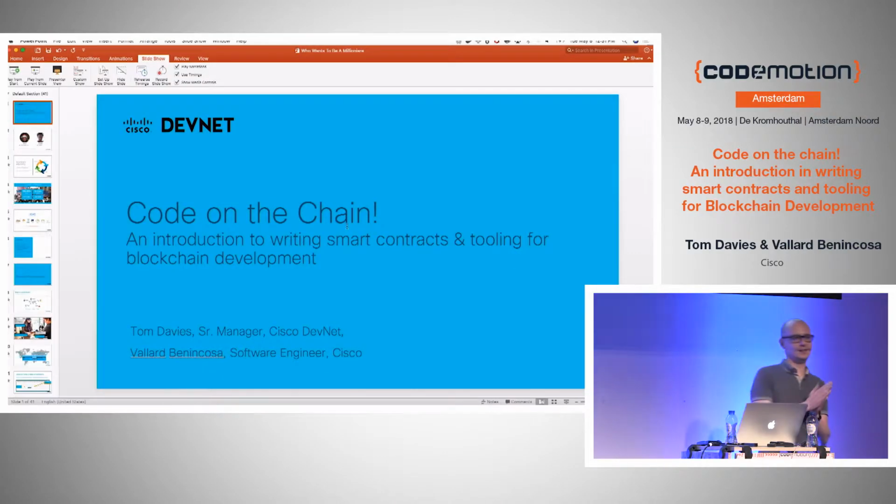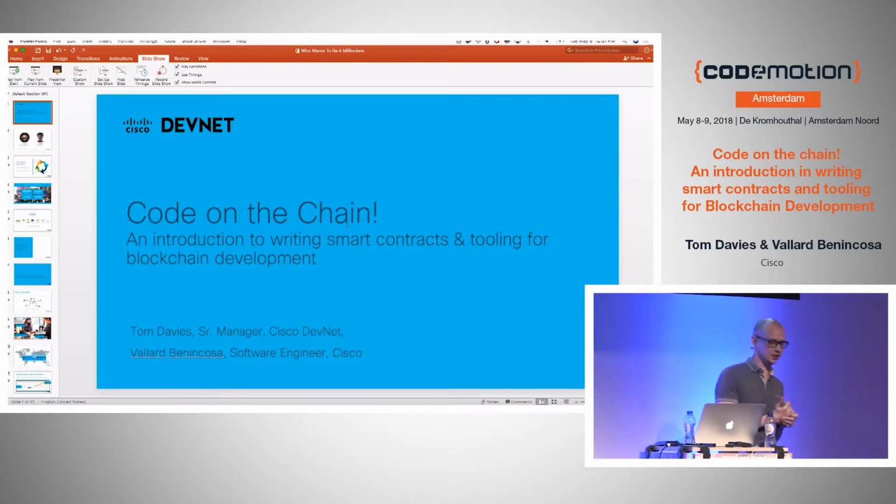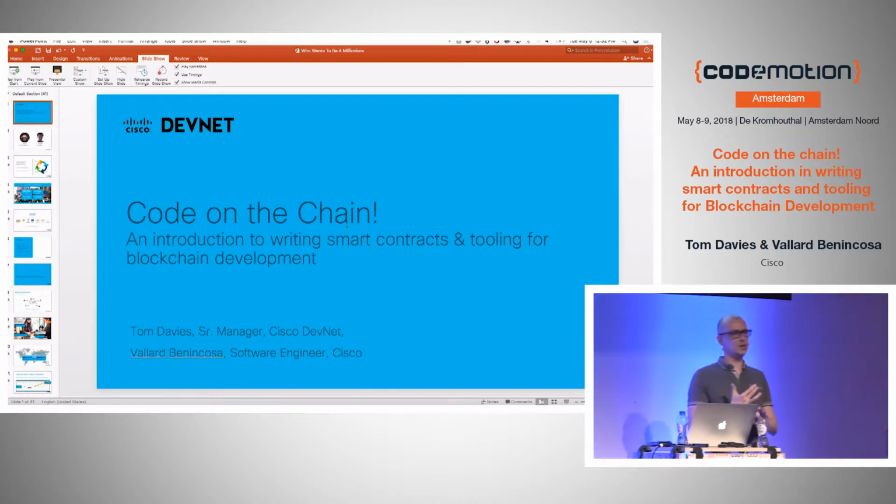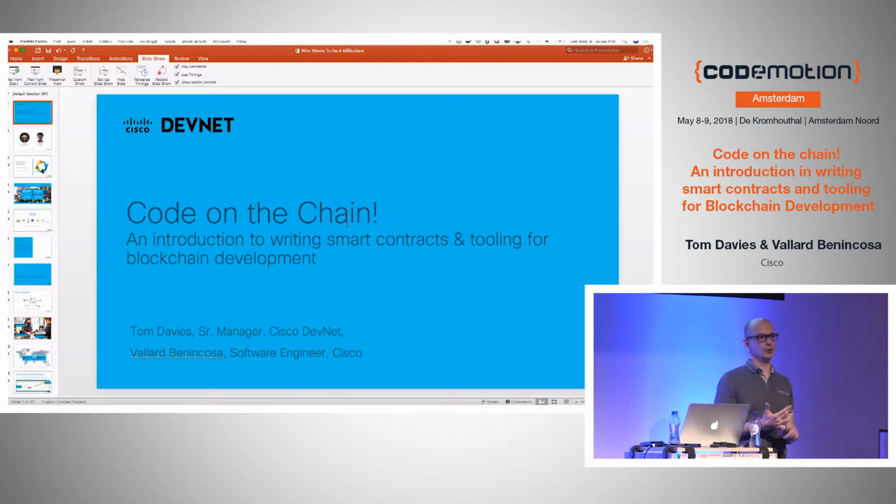Hello, welcome along. This is an introduction to writing smart contracts on blockchain. Just want to call out that it's a beginner session, it's a 101 session, so we're going to begin by giving you a very quick overview of what blockchain is.